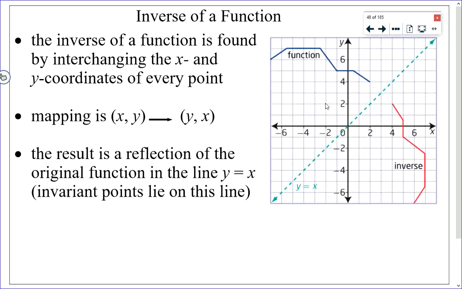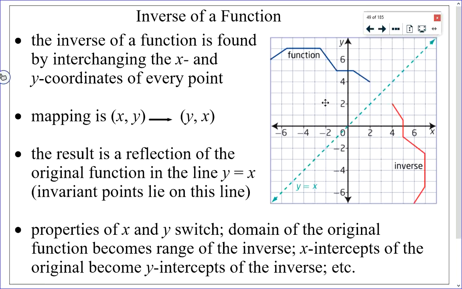There's an example. This might even be the example that we did in class. I'm not sure. But there's a function, and when we swap all of the x and y coordinates in each point, we get the inverse. It's useful sometimes to just understand that if you switch x and y, everything about x becomes true about y, and everything about y becomes true about x.